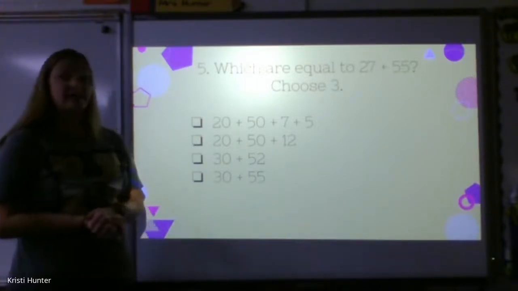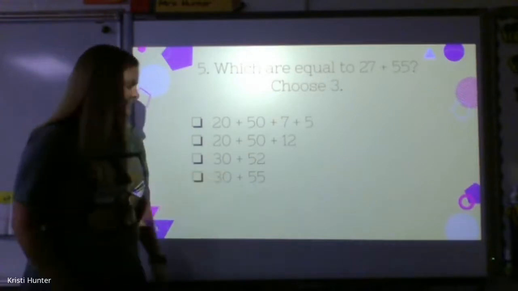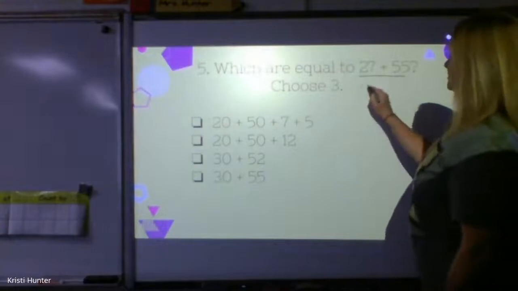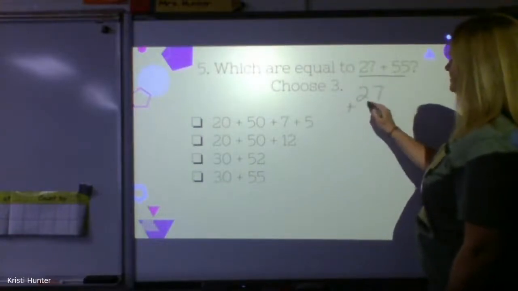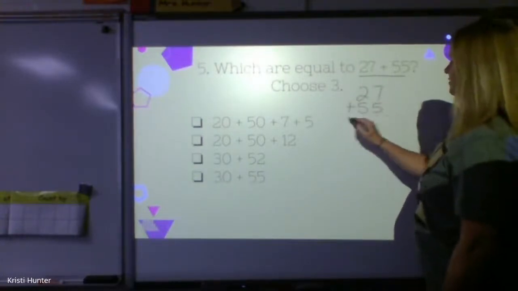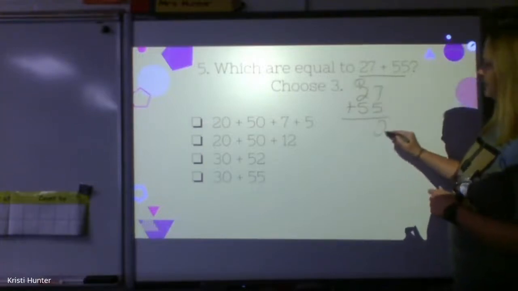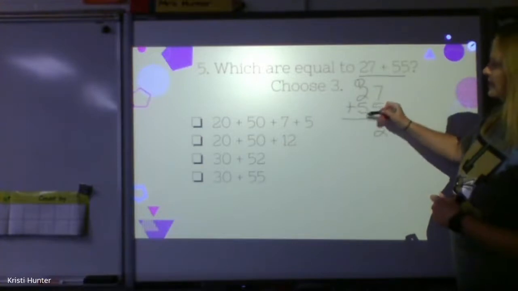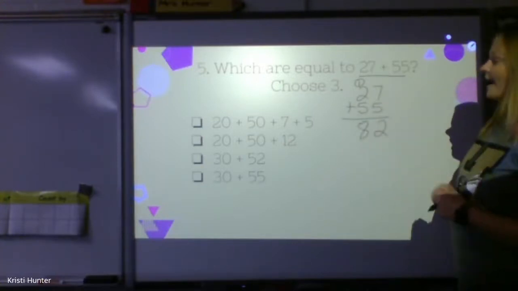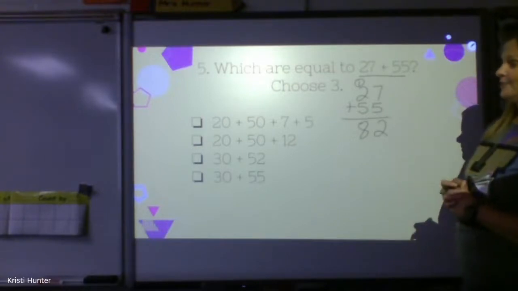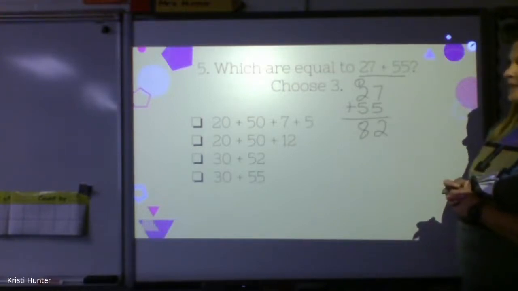All right, let's see how you did. First step is I'm going to have to figure out this answer because I don't know what my sum should be. So I'm going to take 27 plus 55, add them together here. 7 plus 5 is 12. Remember to regroup. 1 plus 2 plus 5 more. So I'm looking for sums of 82. All right, sums of 82.